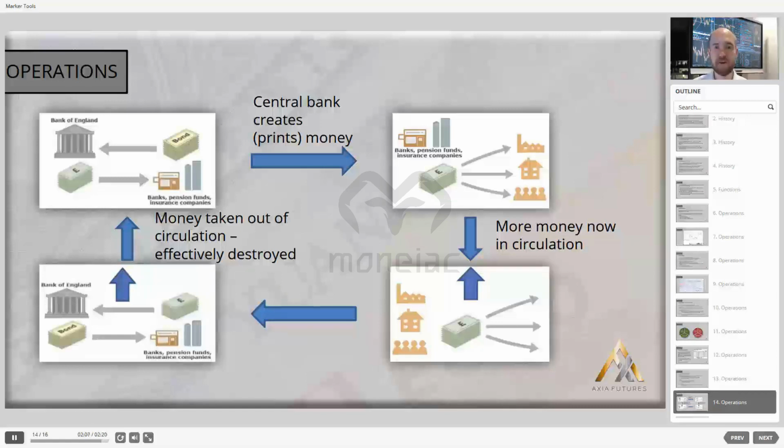It's only when the central bank starts to reduce its balance sheet by either selling off the bonds that it's acquired or allowing them to mature and getting rid of that money.